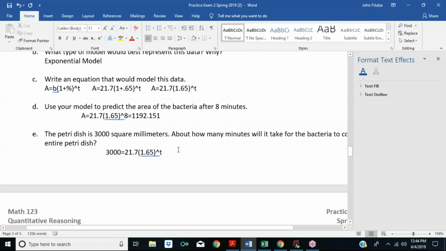So what I did was I tried 10, and that was too much. So then I tried putting a 9 in. That was too little, and that told me that it was between 9 and 10 minutes.